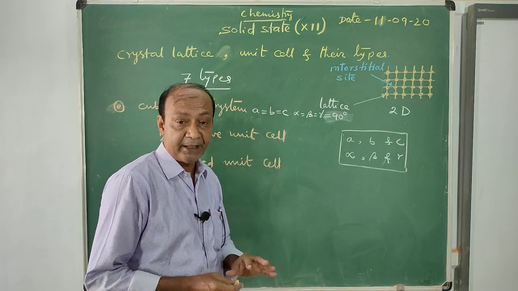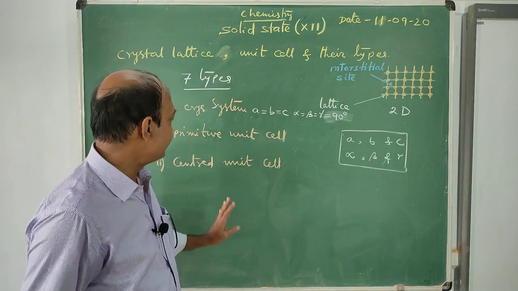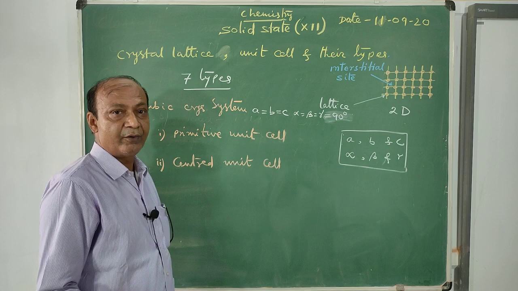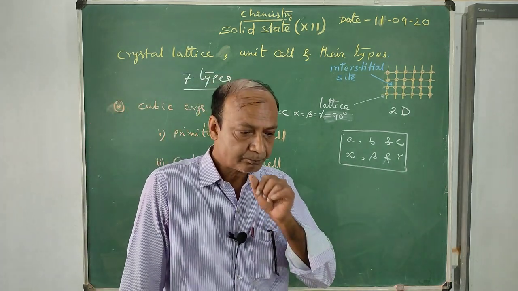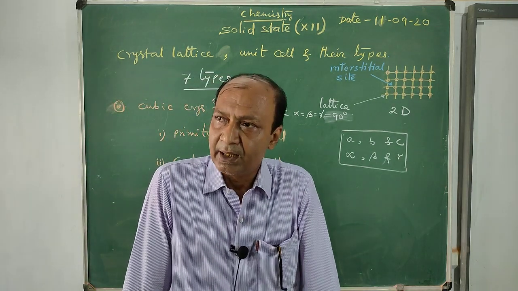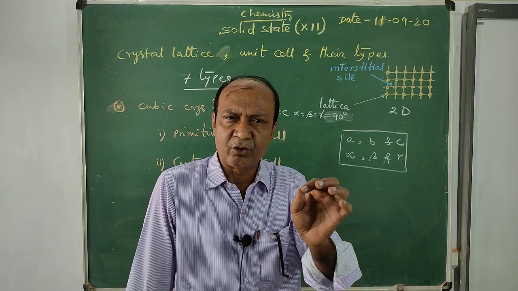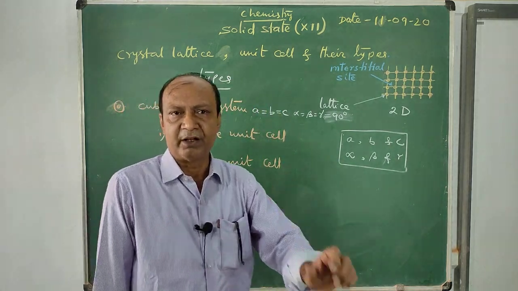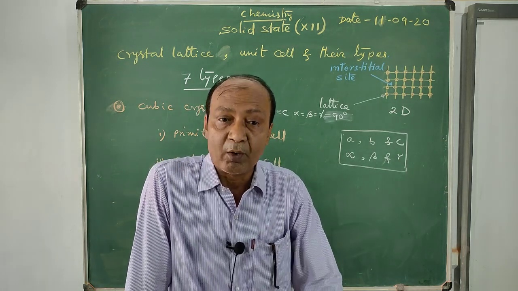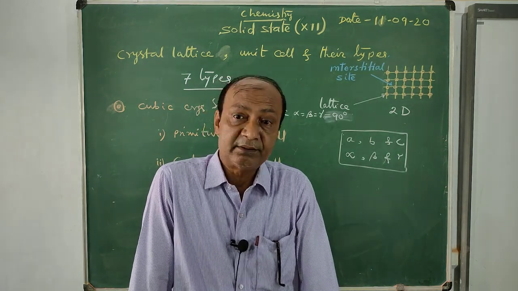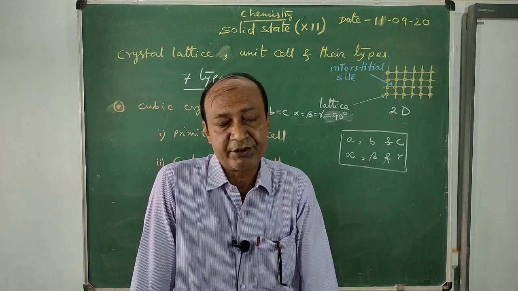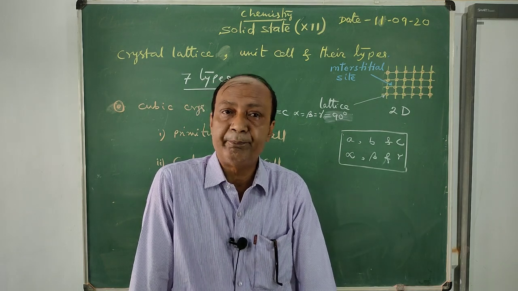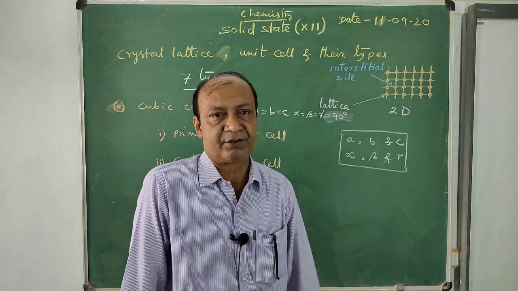Now, what does it mean? Primitive unit cell means the unit cell in which the constituent particles are present only at the corners of the unit cell. That you will see here when I draw the diagram. Primitive unit cell, what is a primitive unit cell? It is that unit cell in which the constituent particles are only present at the corners.